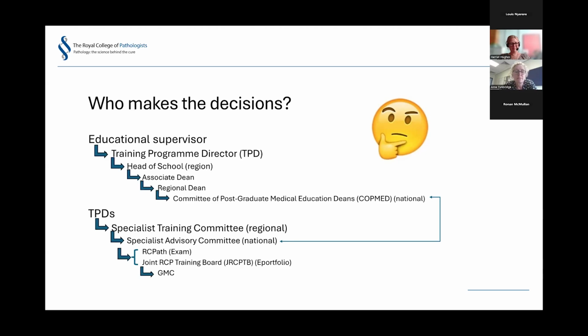All the TPDs come together and we sit on the specialty advisory committees, which we've already talked about. So Harriet chairs the Microbiology one, I chair the IDTM one, and we co-chair the combined infection one.